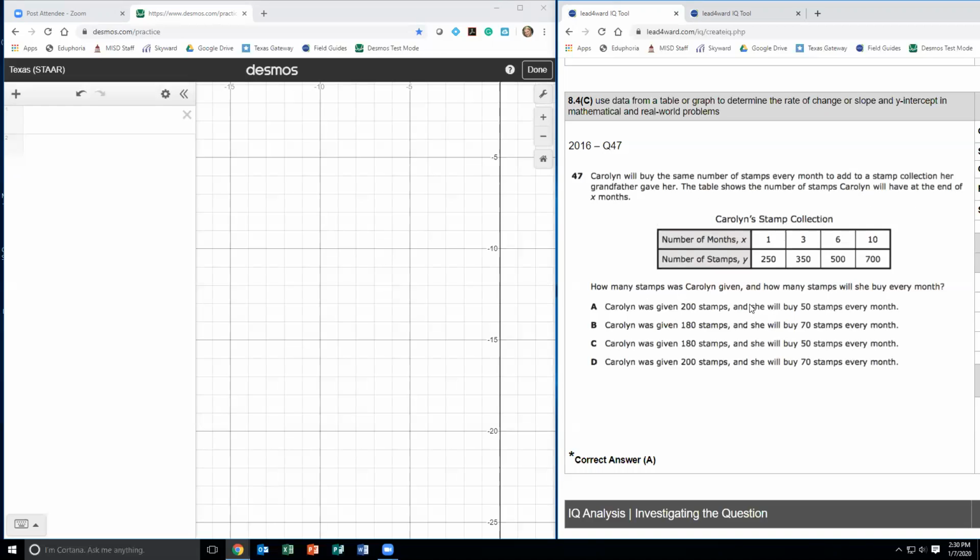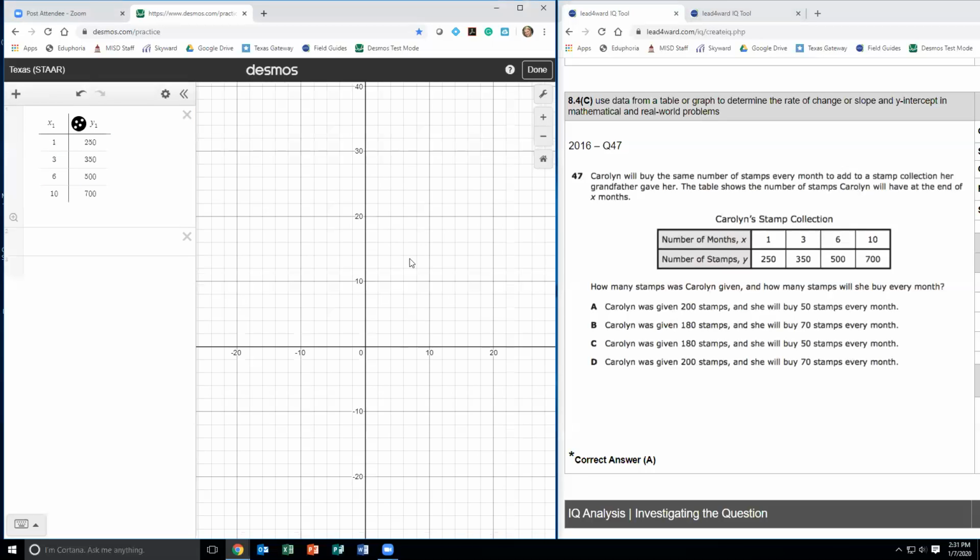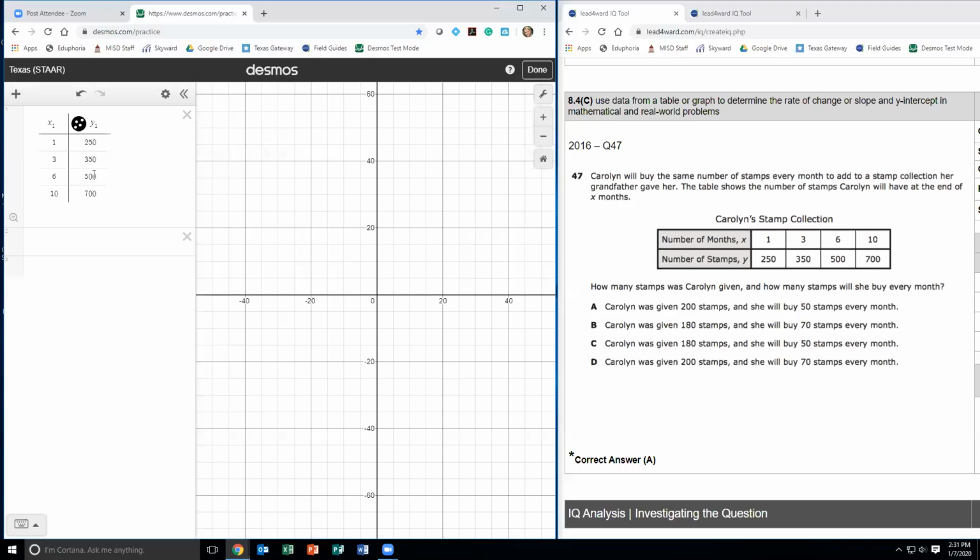So I wanted to show you to make sure that you knew how to do the linear regression in Desmos. So if you come over here, yes, we're in the Texas STAR. We make sure that this works for this. So we're going to come over here and we're going to put our table in. It gives us this information. So I'm just going to put the information from the table in. So 1, 250, 3, 350, 6, 500, 10, 700. So here we have our table. We have our information. It's graphed. I can't see it. They could zoom out if they wanted to, but we're talking up here in 700 numbers.